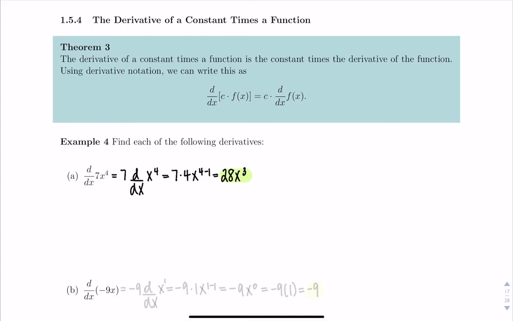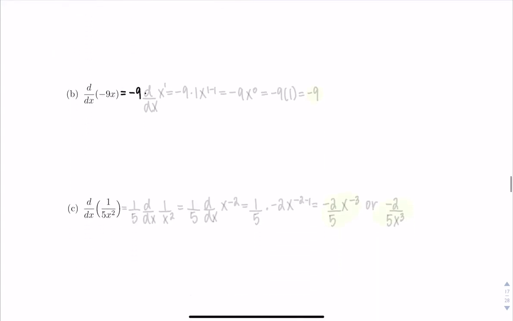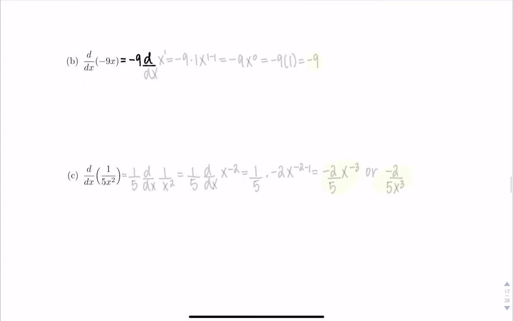The derivative of negative 9x, we can pull that negative 9 up front, and then we're going to do the derivative of x. Well, remember, there's always a power of 1 written, so we pull the 1 up front, and we subtract 1 from it. And so we get negative 9x to the 0, which is negative 9 times 1, or just negative 9.